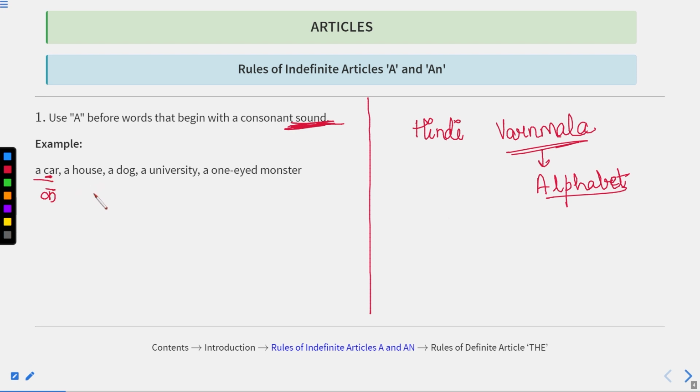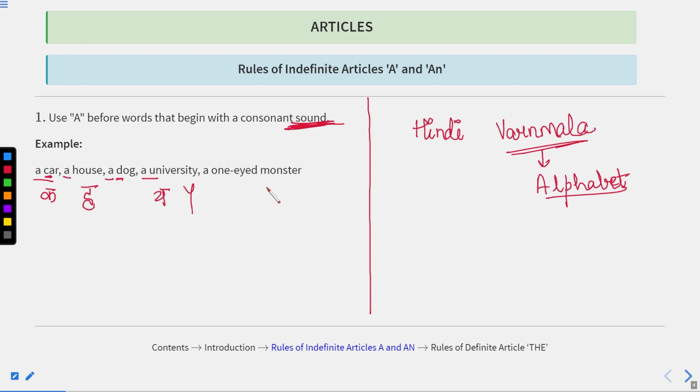A house, so obviously it is beginning with a 'ha' sound. I'm using a dog, so it is beginning with a 'da' sound, a consonant sound. I'm using a university because it is beginning with a 'ya' sound, or as if it were starting with y. Okay, so I have used a, not an, though it is beginning with u, which is a vowel. But it does not depend on spelling, it depends on the sound created by pronouncing that particular word.